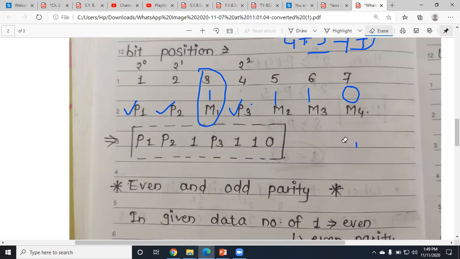Correct. That is the given message signal. That is why we wrote 1110.